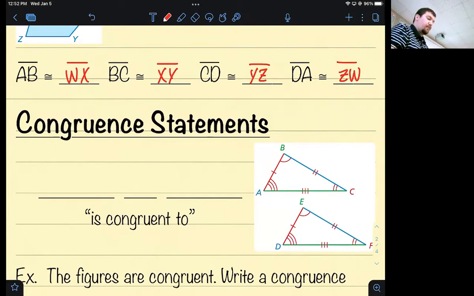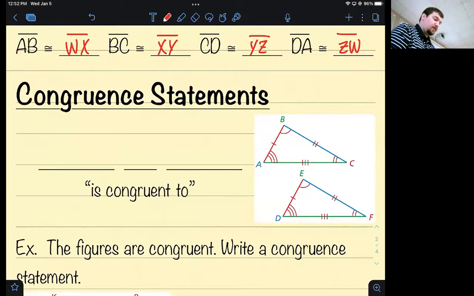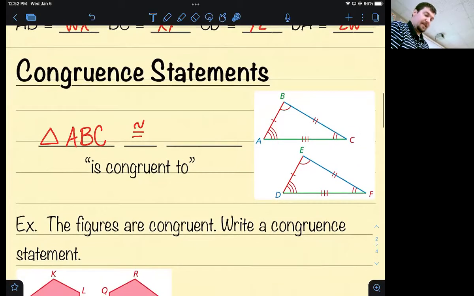Now, a congruence statement. That's where you actually list, just like we did here, everything's got to be in order. Now they want you to write a congruent statement for these two triangles. So we abbreviate triangle by literally drawing a triangle. And so I'm going to call the top triangle, triangle ABC. And then I'm going to say that's congruent to. Now, because I told you the order matters, if I go A to B to C, that means I have to go D to E to F.